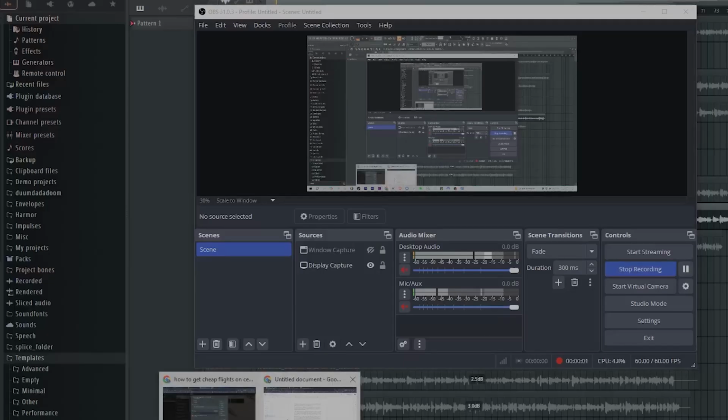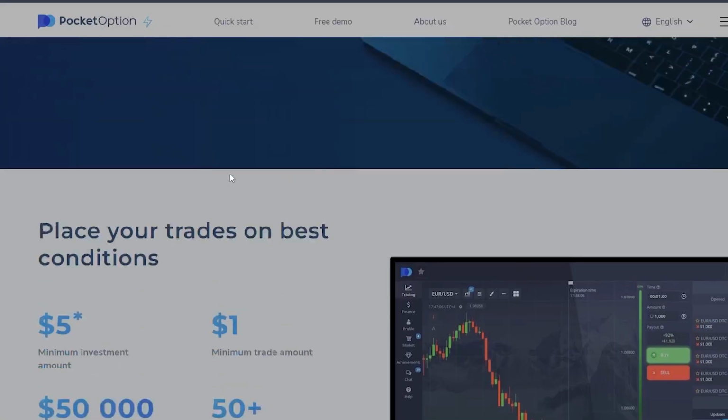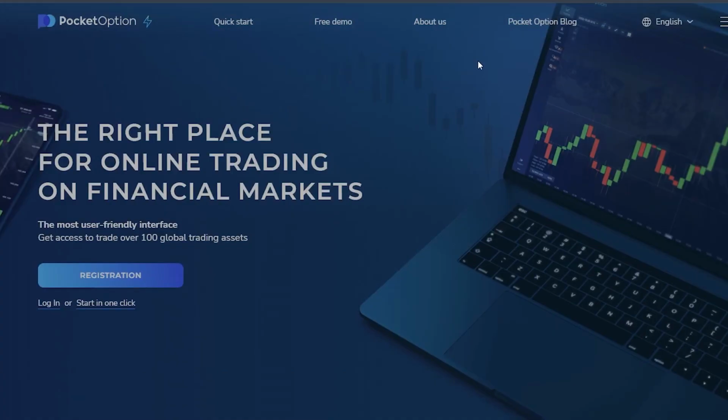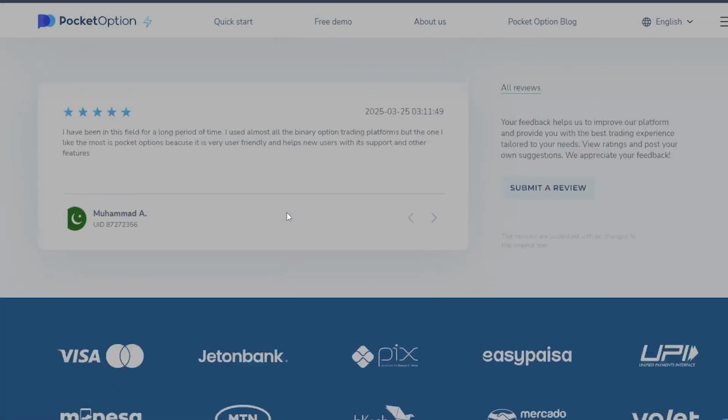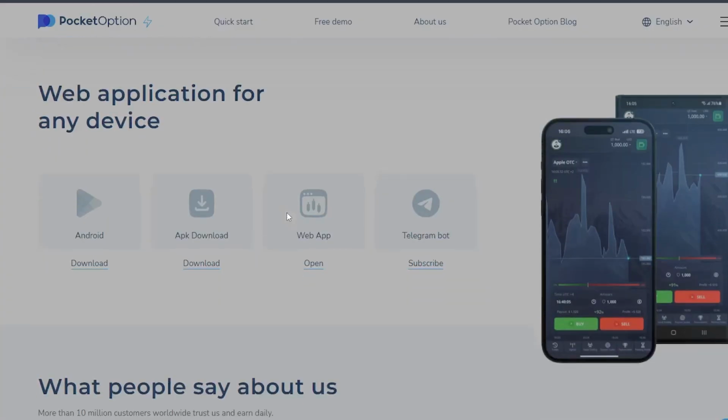In this video, we'll guide you through how to use indicators on Pocket Option to help you make better trading decisions, whether you are new to trading or looking to improve your strategy. Understanding how to use indicators is crucial. Let's dive in. First, let's start with the basics.